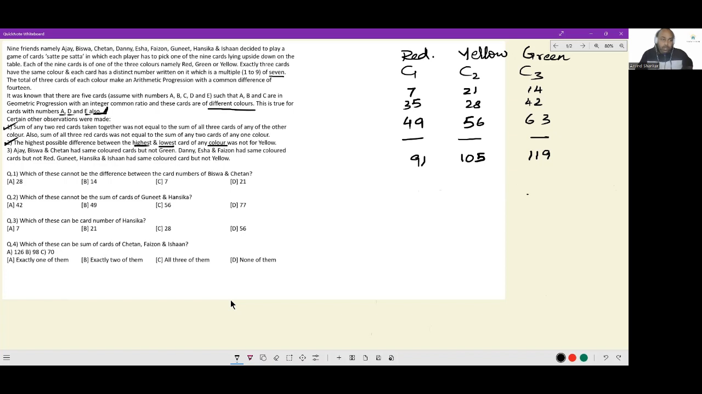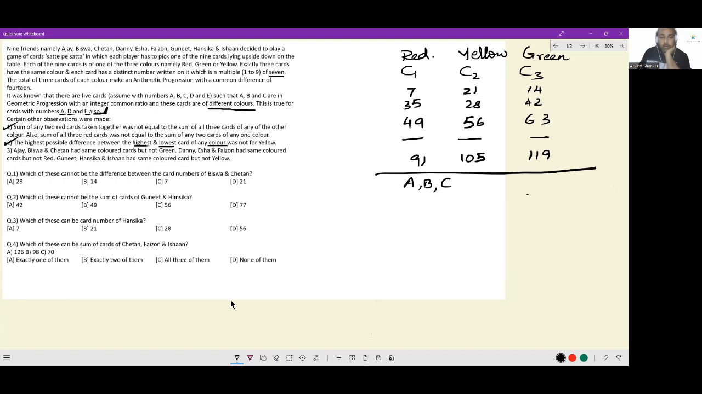Now the last point. Ajay, Biswa, Chetan had the same colored cards but not green. So Ajay, Biswa, Chetan can be red or yellow. Danny, Ishan, Faizan had the same colored cards but not red. So Danny, Ishan, Faizan could be yellow or green but not red. Guneet, Hansika, Ishan had the same colored cards but not yellow. They can't be yellow, they can be red or green. Okay, so let's make cases out of this. We could have Ajay, Biswa, Chetan here.